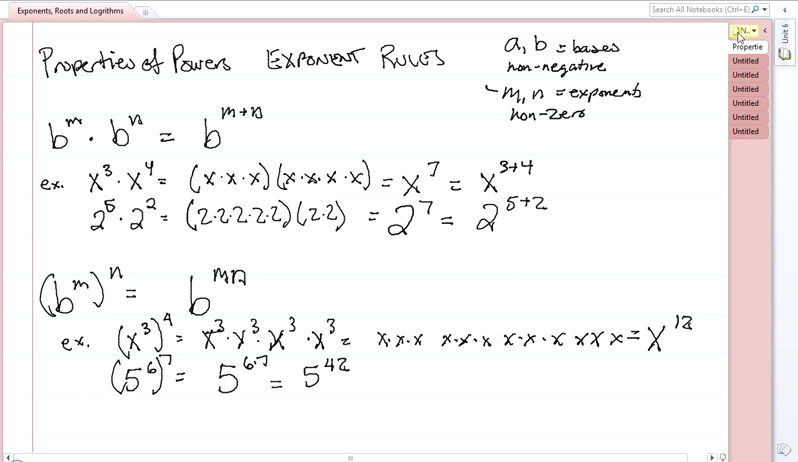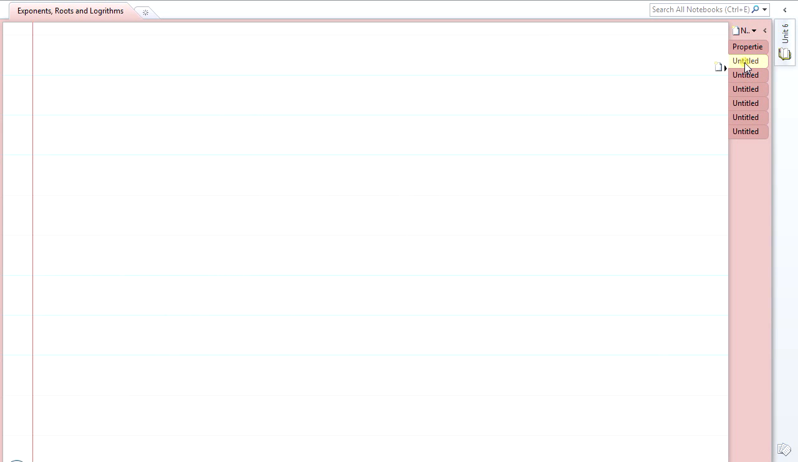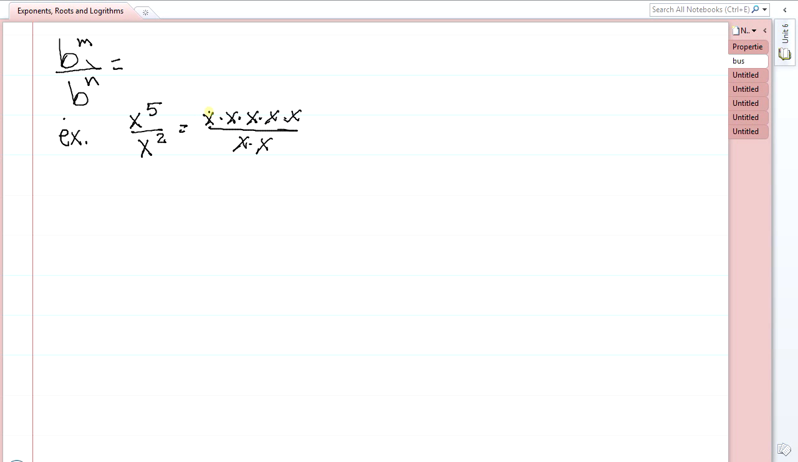Let's move on to another one of the properties, and that's where you might say b is raised to the m, divide that by b raised to the n. Again, I think the best way to do examples is to take a look at them. Let's say you had x to the 5th, and you divide that by x to the 2nd. If I actually work out the x's and then divide by what x squared would look like, you would see that this x would cancel out this one, this would cancel out this one, and it would leave you x times x times x on top, which is x to the 3rd.